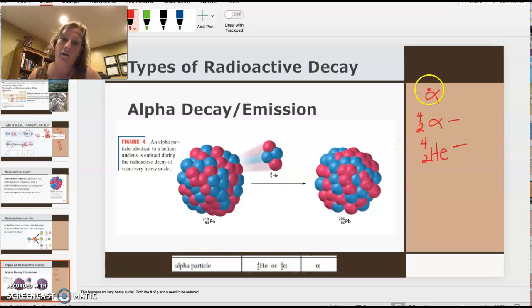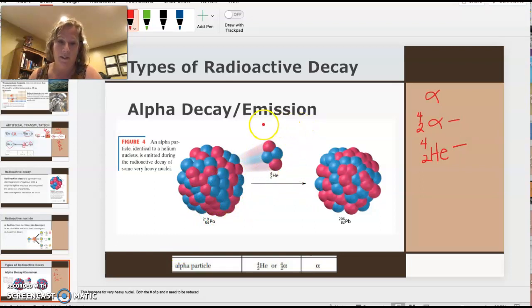So an alpha particle is pretty big. And this is what happens when you have just those really big radioactive isotopes. They don't necessarily even want to change the proton to neutron ratio. They just want to get smaller to get more stable. So an alpha particle is relatively large.